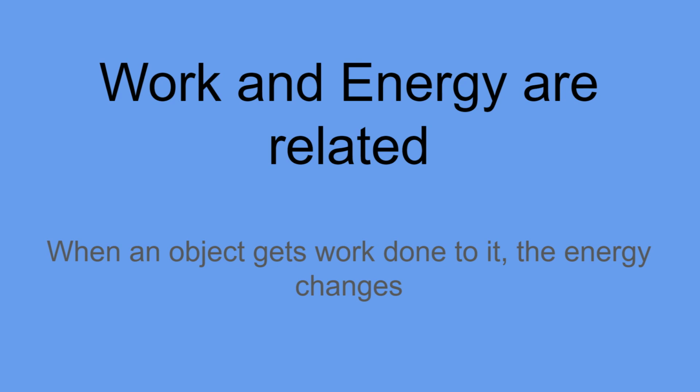Work and energy are related. Whenever work is done on an object, its energy will increase or decrease. When an object gets work done on it horizontally, its kinetic energy will change. And if the work is done vertically, or if it's lifted, that means its gravitational potential energy changes.